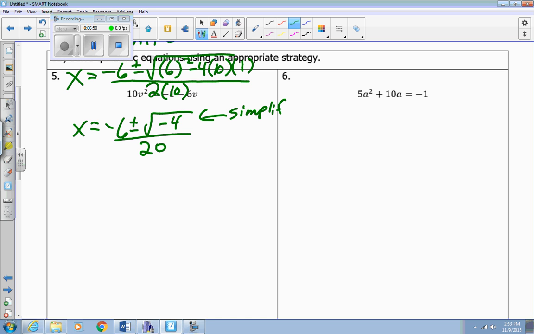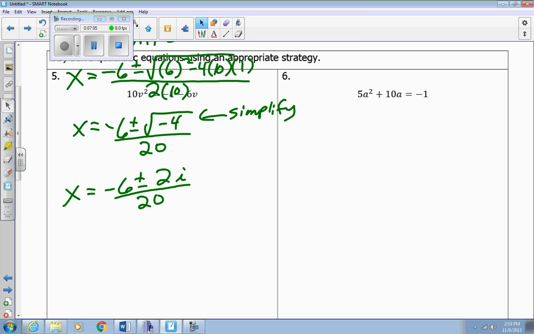So the square root of negative 4, in this case, is pretty easy. Square root of negative 4 is 2i over 20. The square root of 4 is 2, and the square root of negative 1 is i. Anytime the number in front of the plus or minus, the coefficient, in this case 2, and the denominator all have something in common, you can simplify it. All three of those numbers are divisible by 2. So divide by 2, divide by 2, divide by 2.